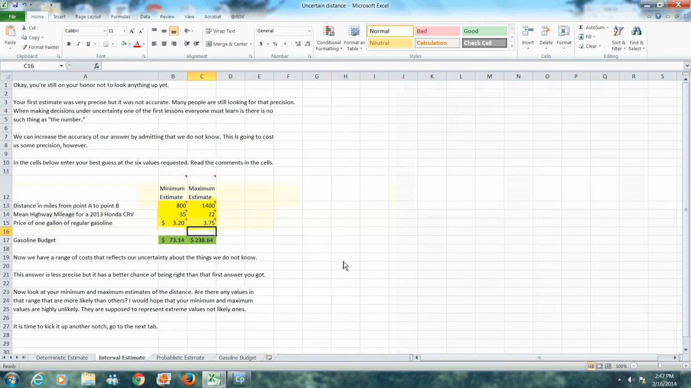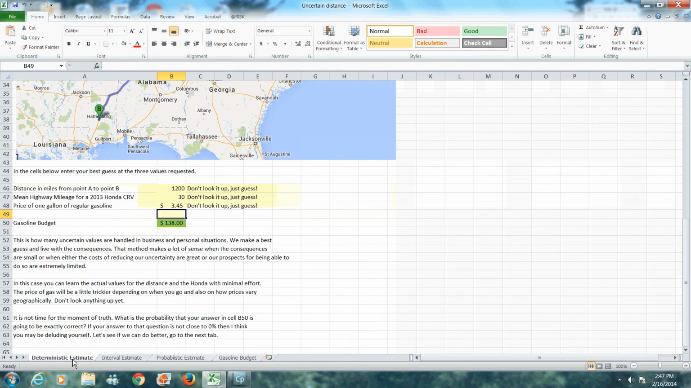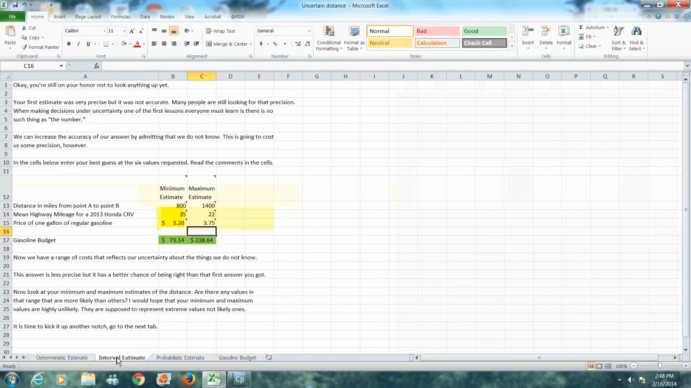You will notice that the $138, if I'm remembering correctly, from the first tab, falls readily within this range. This is not as precise an estimate. That deterministic estimate that we looked at a few minutes ago, $138, very precise, but it's not going to be accurate at all. The interval estimate is going to be quite accurate, but it's no longer precise.